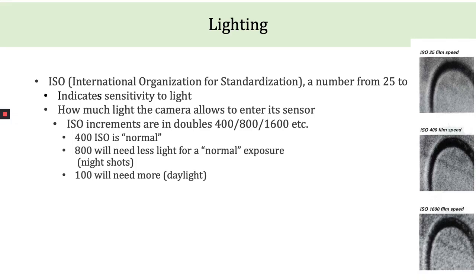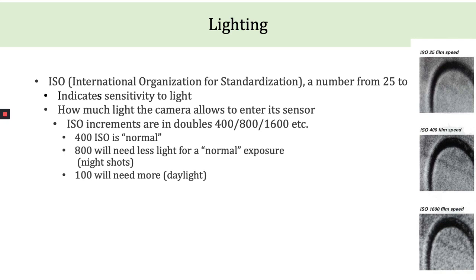The last thing I want to take a look at is lighting, what is known as the ISO setting on the cameras. This is the International Organization for Standardization. Not really the most exciting name, so most people just call it the ISO, and the ISO just refers to the lighting, and lighting refers to how much light the camera allows into the image. And so what we see is that ISO increments are in doubles between 400, 800, 1600, sometimes 200, right?